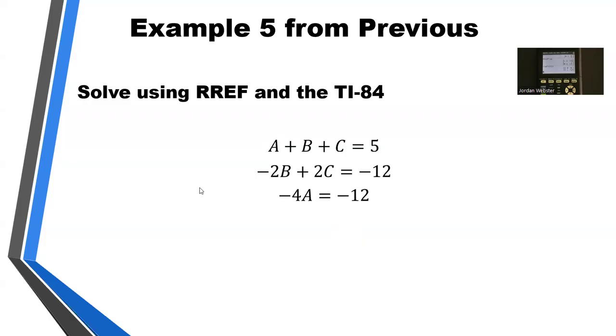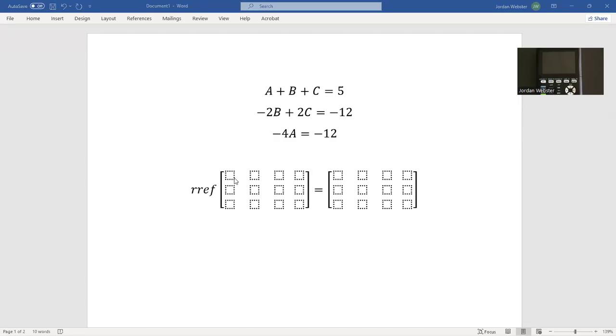So in example 5 of my partial fractions stuff, we ended up with A plus B plus C equals 5, negative 2B plus 2C equals negative 12, and negative 4A equals negative 12. If I'm going to set this up and use the RREF feature of the TI-84 to solve this system of equations, then it's pretty straightforward. I just have to have a bigger augmented matrix now. Since I have 3 equations, I'm going to need 3 rows. And since I have 3 variables, I'm going to need the 3 columns for each variable plus a column for my constants on the right-hand side. So I'm going to need 4 columns in total.